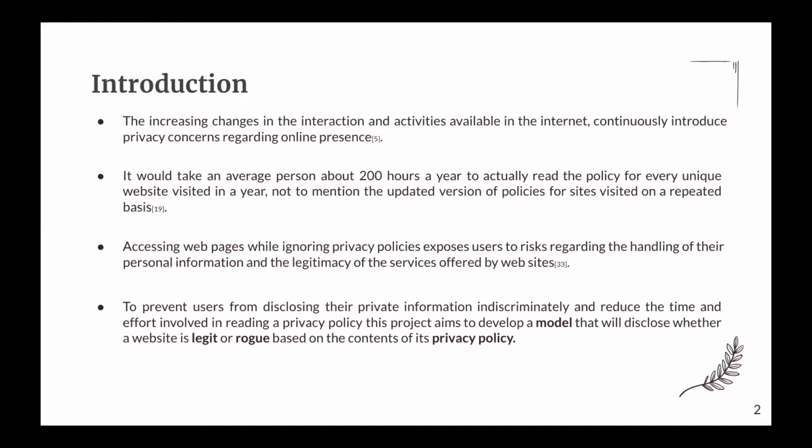Another issue is that we figured out that an average person can take about 200 hours a year to actually read every single policy. And this presents a lot of risks because when a user enters a page ignoring the privacy policy, the user is exposing himself to risk regarding the handling of their data and the legitimacy of the service offered by websites. So in order to solve this, what we want to do with this project is create a model that's able to determine the legitimacy of a web page, meaning that it can determine whether it's legit or rogue based on the contents of its privacy policy.